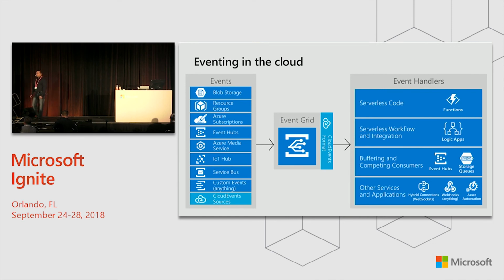With Event Grid, this is a pub-sub model, like publishers and subscribers. On the left-hand side, you can see all these publishers. They can publish all these events. And on the right-hand side, you can see the event handler. And this is, again, so simple. You go to the portal, get an Event Grid, and just define what your publisher is. And you don't have to keep polling.